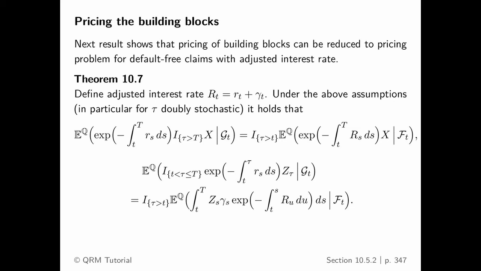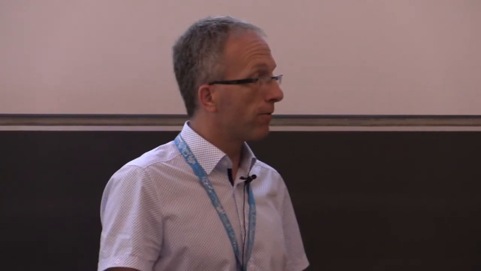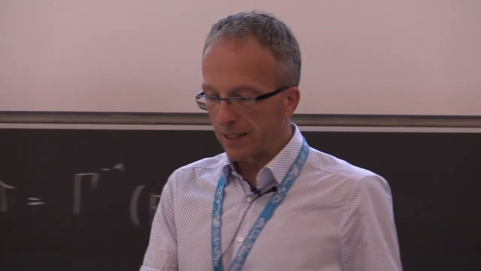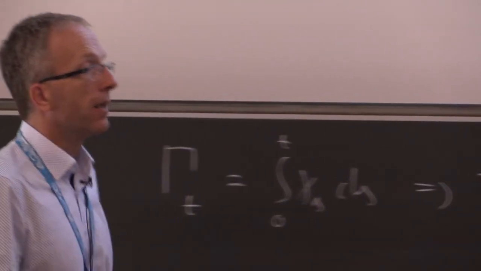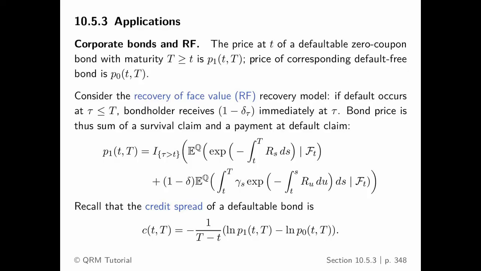There is a similar relation for payment at default claims, which we need, for instance, to compute the value of the default leg of a credit default swap. I talked about this yesterday. I suggest that today we focus mostly on the survival claim, because this is notationally a bit easier. Then we could study various applications, corporate bonds and credit default swaps.